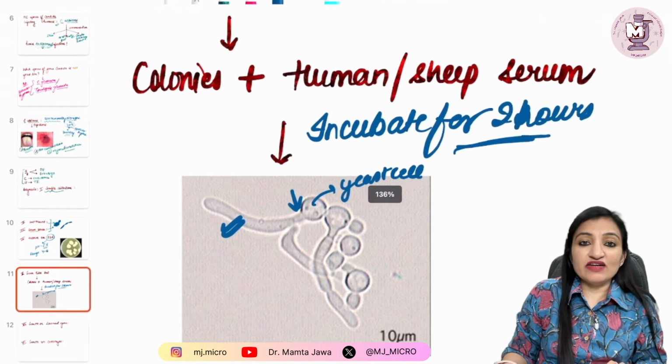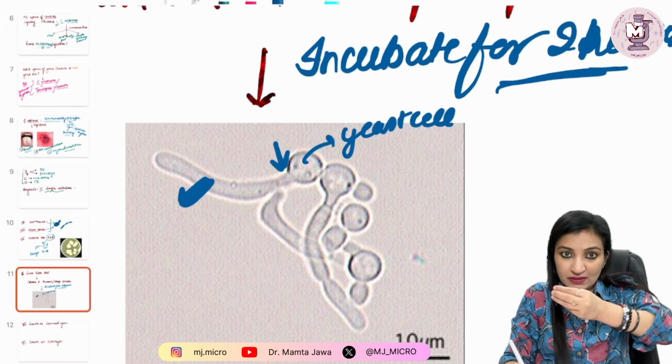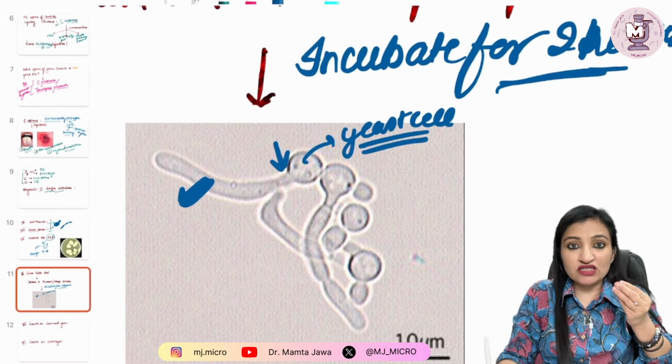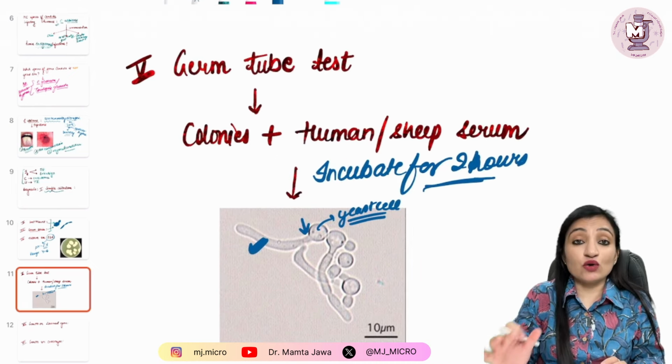And then when you examine under the microscope, you see this tubular projection or emanation arising from this parent cell or the yeast cell. This is nothing but germ tube. Germ tube formation is also known as Reynolds-Braude phenomenon.